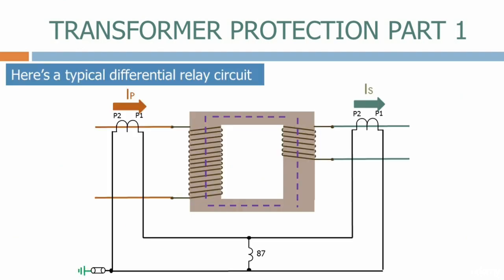Here's a typical differential relay circuit. As usual, we ground the CTs in one position to deal with any transient voltages. Let's now energize the transformer. Under normal conditions, the currents generated by the primary and secondary CTs will operate in a circular motion and no current will flow through the differential relay.